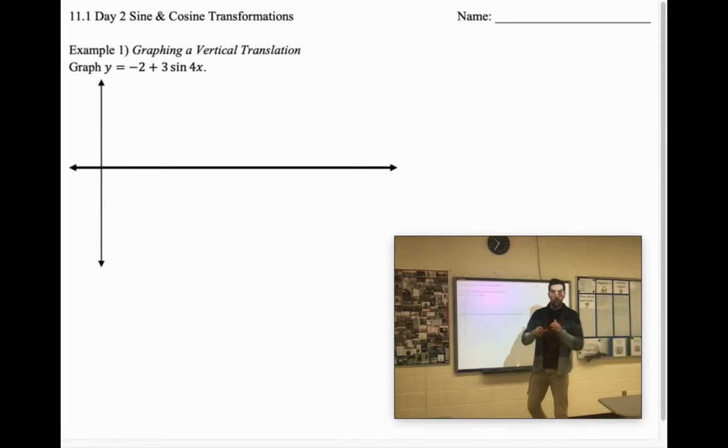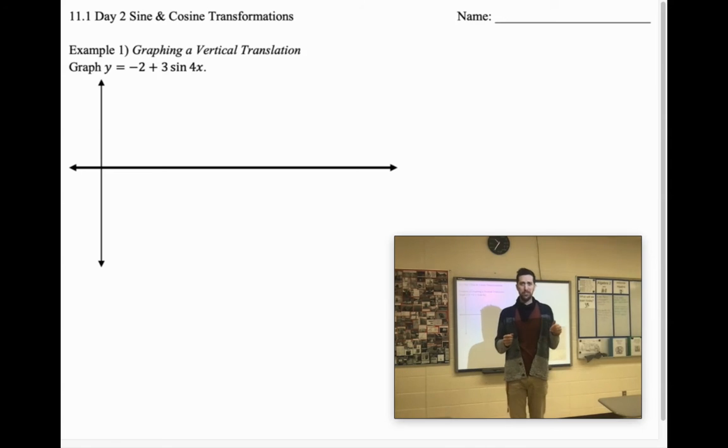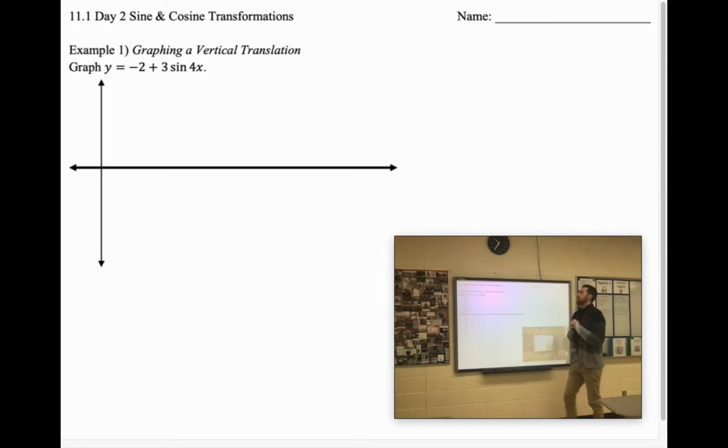All right, today we're going to graph them all with all the transformations. We've got the vertical transformation. We've got the horizontal transformation. We've even got the reflection. Oh, do you think we have a change in amplitude? Yeah. Do you think we're going to change the period? You bet. So let's try them out. We're going to graph -2 plus 3 sine 4x.